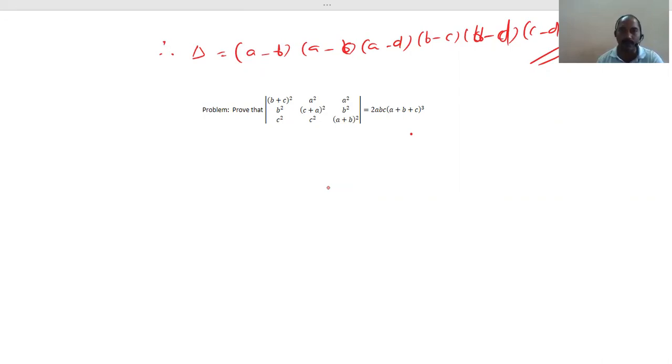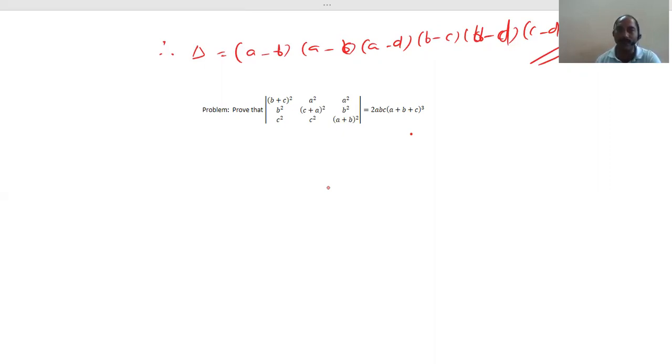First row: 0, then second row b square, c plus 0 whole square means c square, then b square. Third row c square, then b square. Is there any two parallel rows? Yes, we have two parallel lines. What are the parallel lines? Can anyone guess? The second column and third column are parallel, even though the entries are different, because we take a common factor c square here and a common factor b square here. Then it becomes c square, b square.